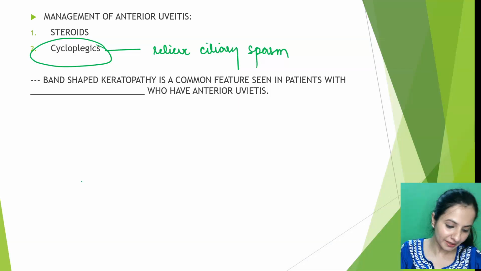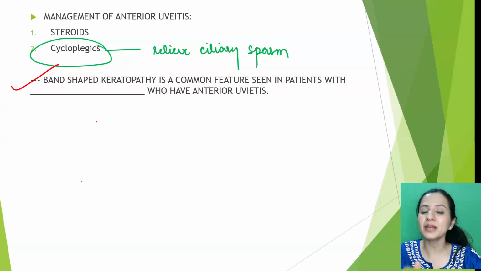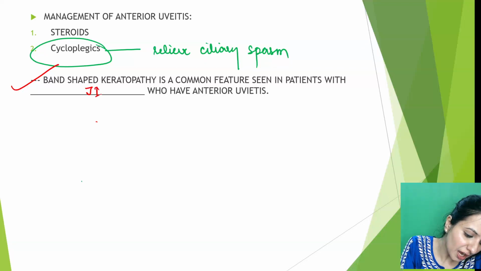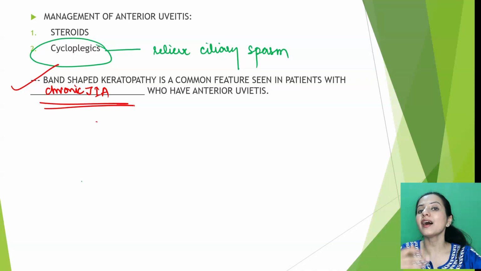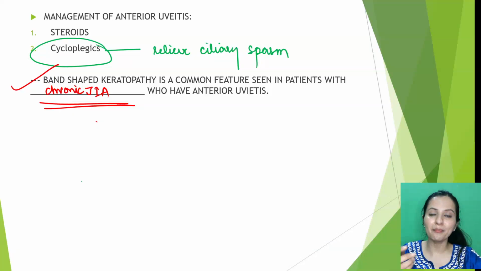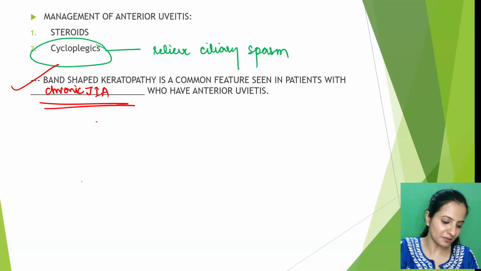One very important MCQ which you should know is, in patients of chronic juvenile idiopathic arthritis, JIA, there are higher chances of band shaped keratopathy. Okay, this is one MCQ.